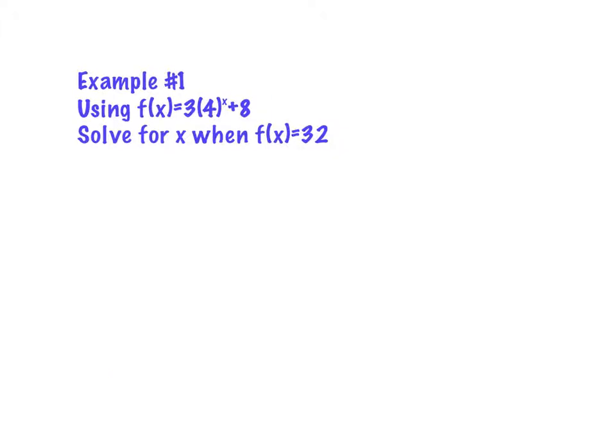So let's do a few examples. So f of x equals 3 times 4 to the x plus 8. And we want to solve when f of x equals 32. So we're going to set that up as 32 equals 3 times 4 to the x plus 8. We're going to minus 8. 32 minus 8 is 24 equals 3 times 4 to the x. Divide by 3. Make sure you don't multiply 3 and 4 there. So we've got 8 equals 4 to the x.